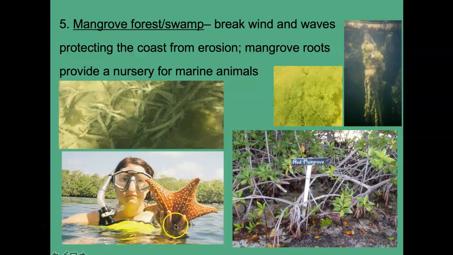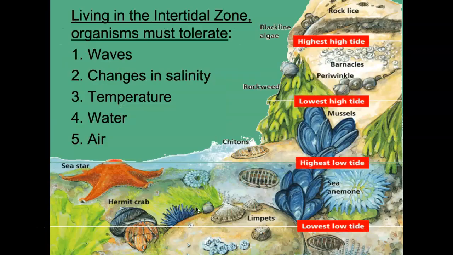And this is me holding a large sea star. That was a really heavy, really large echinoderm that we were able to find in this area. So organisms that are living in the intertidal zone are going to have to tolerate lots of changes. They're going to have to tolerate waves, changes in salinity, like in the estuary, and temperature, so being colder, being warmer, just depending on if it's exposed to air or water.